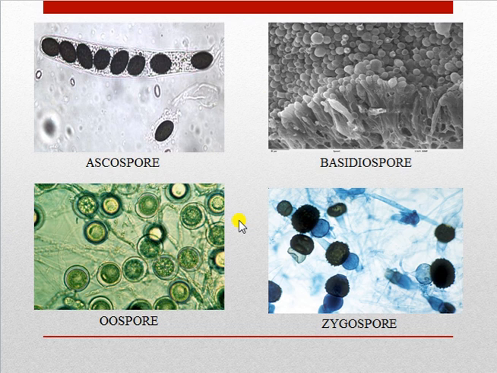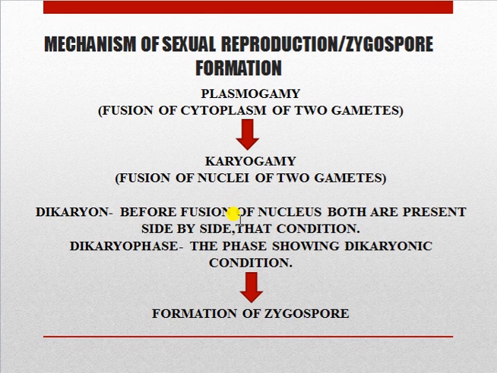I think you have seen the diagrams or pictures of the different spores very clearly. Now I am moving to the next slide, where we have to discuss the mechanism of sexual reproduction. As I told you in the previous slide, that is the zygospore, and how the zygospore forms we have to discuss here.